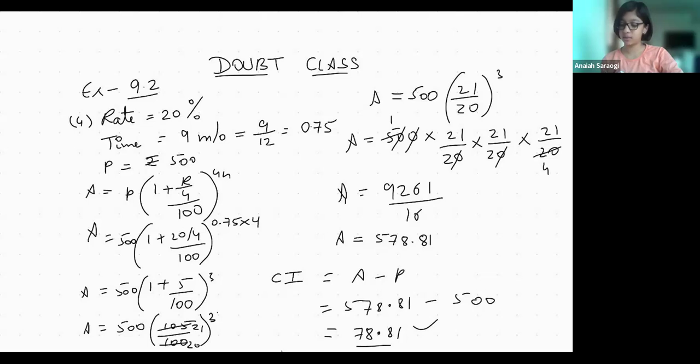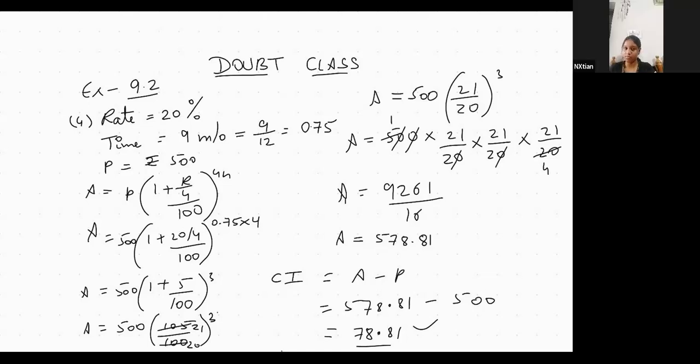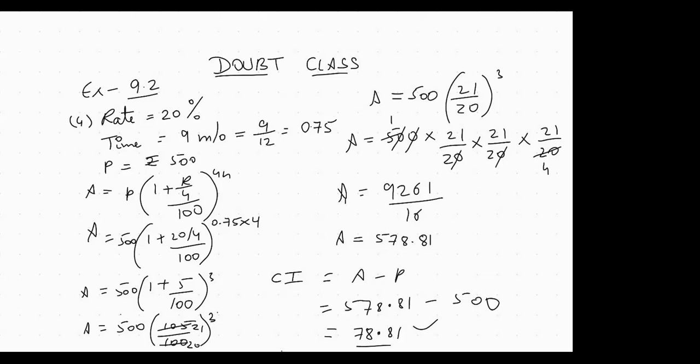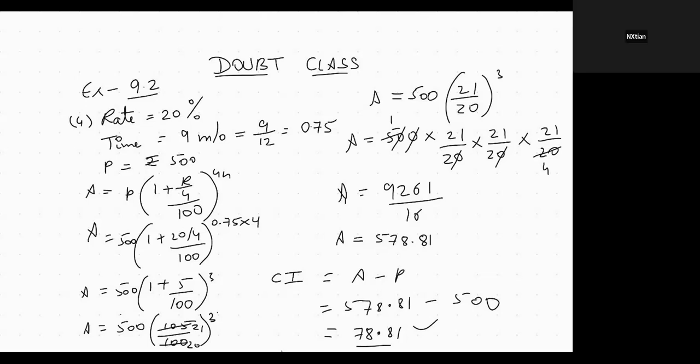Ma'am, I got amount rupees 3600. Is that the correct answer? Okay, let me see, 1 minute. Check again, Anaya. You will not get 3600.